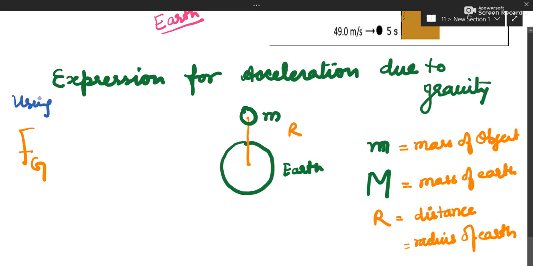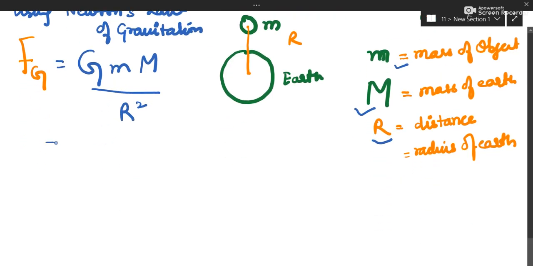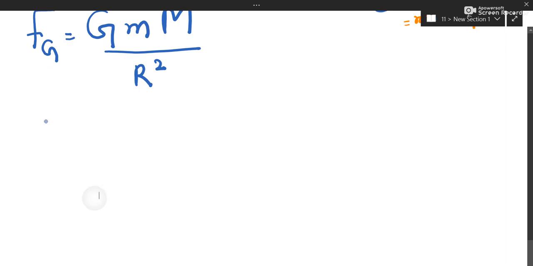Using Newton's law of gravitation, this is equal to G, mass of first object, small m, mass of second object, that is mass of Earth, capital M, upon distance square. So this is my gravitational force. Again we can write gravitational constant G, mass of first object which is an object, mass of second object which is Earth, and upon distance square which is radius of Earth square.